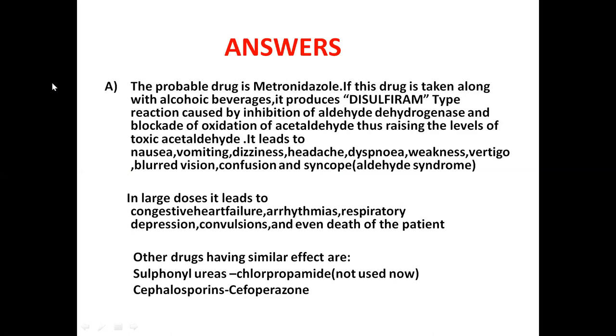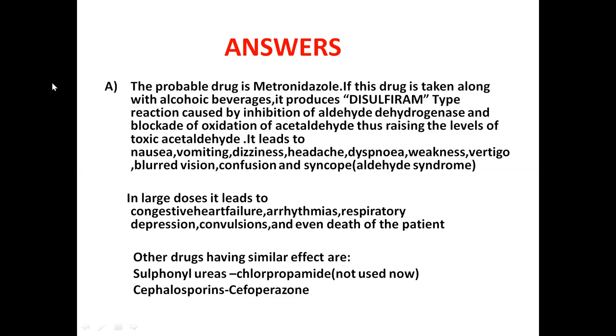Disulfiram reaction is anti-abuse. Dizziness, headache, dyspnea, weakness, vertigo, blurred vision, confusion and syncope. These symptoms constitute the syndrome. Metronidazole in large doses can lead to congestive heart failure, arrhythmias, respiratory depression, convulsions, and even death of the patient.